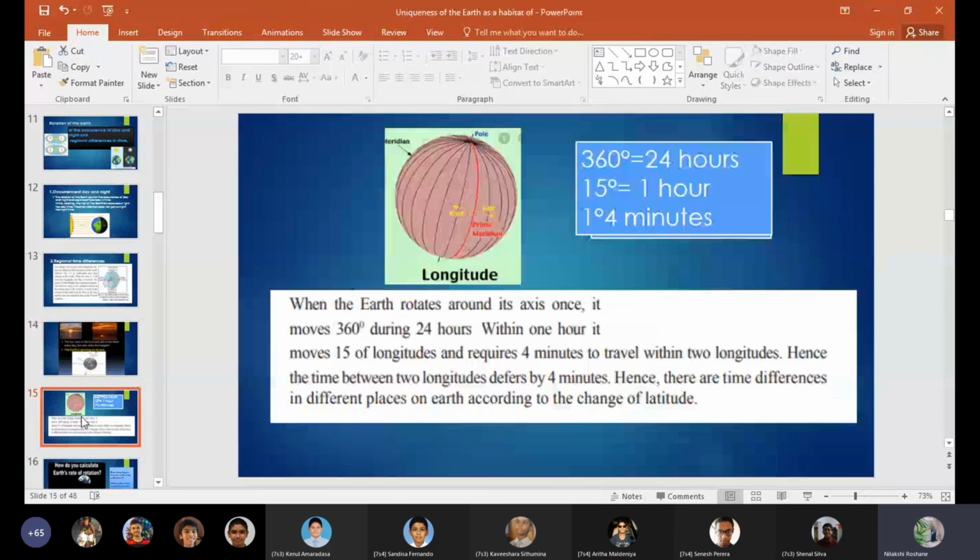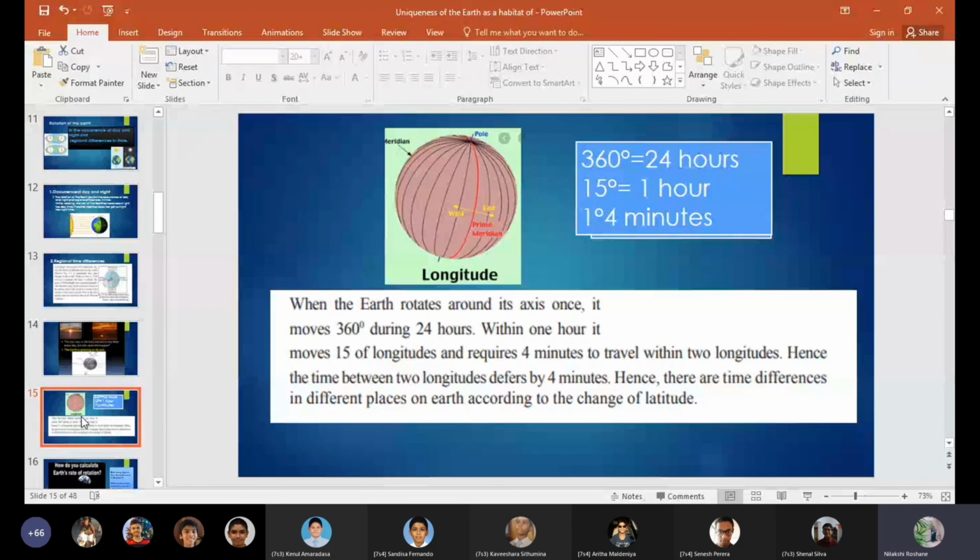There is another part. When the earth rotates around its axis once, it moves 360 degrees during 24 hours. So within 1 hour, it moves 15 degrees of longitude and requires 4 minutes to travel 1 degree of longitude. Hence, the time between 2 longitudes differs by 4 minutes. Hence, there are time differences in different places on Earth according to the change of longitude.